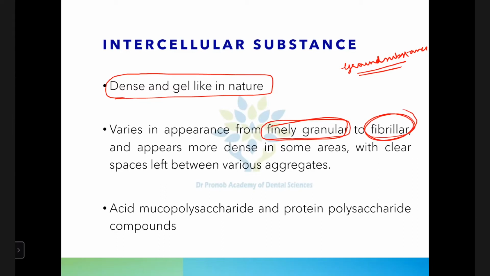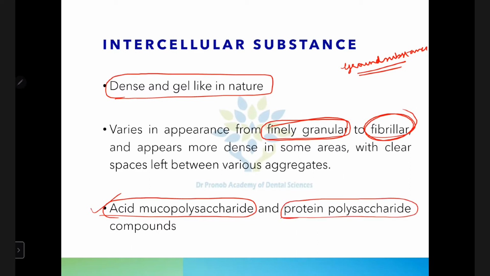Next, what is the composition of intercellular substance? It has acid mucopolysaccharides and protein polysaccharide compounds. In protein polysaccharide compounds, we have the GAGs, that is the glycosaminoglycans, and we have the proteoglycans.